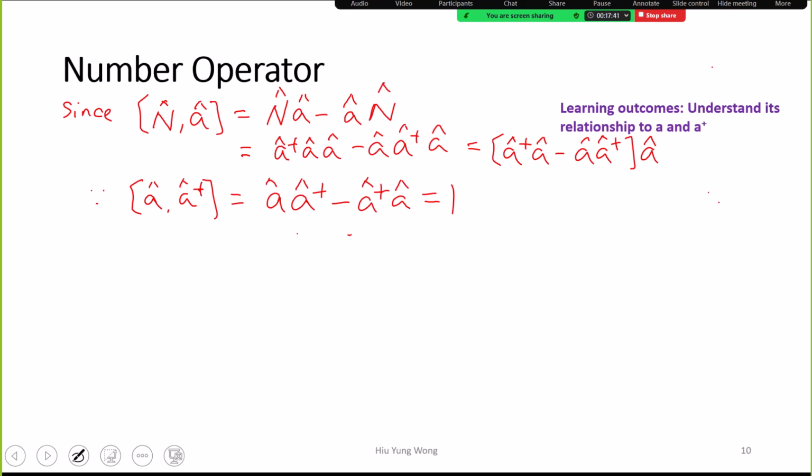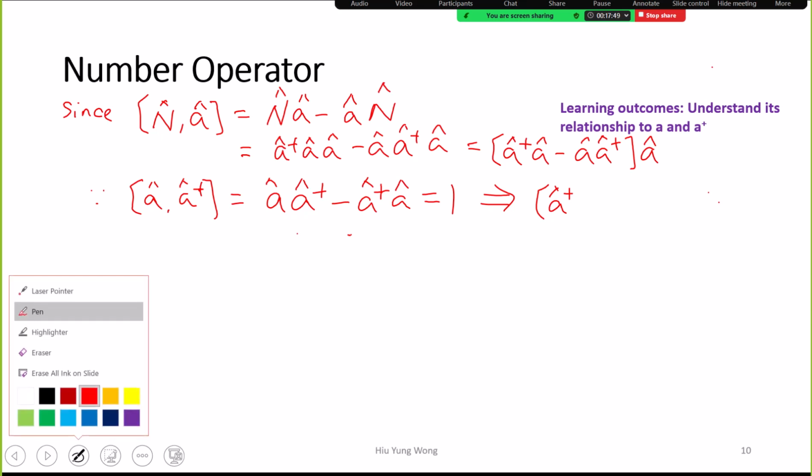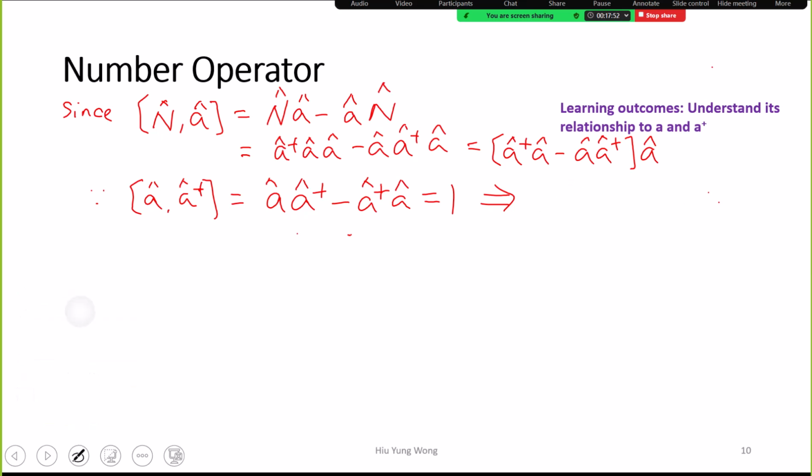Very good. Right, so this one means A dagger. A minus A dagger equals -1, right? So basically we're saying this one equals -1. So we can have the conclusion: the commutator of N hat and A equals -A hat.